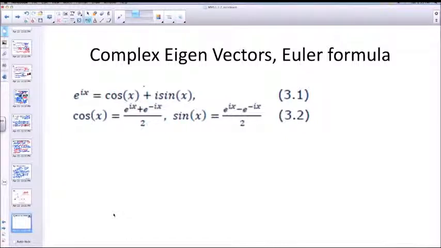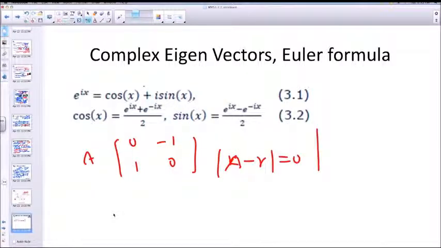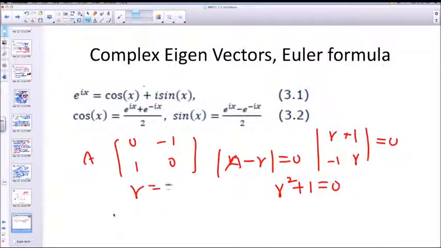So far, you only see all the real solutions. How about you get something like this? Let me show you an example quickly. Negative 1, 1. That's your A. And what you're going to get is the determinant of A minus R I equals 0. Then it's R squared plus 1 equals 0. And your R is going to be imaginary. What you're going to do?